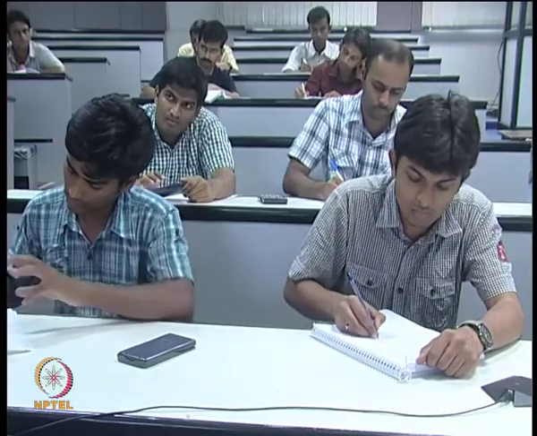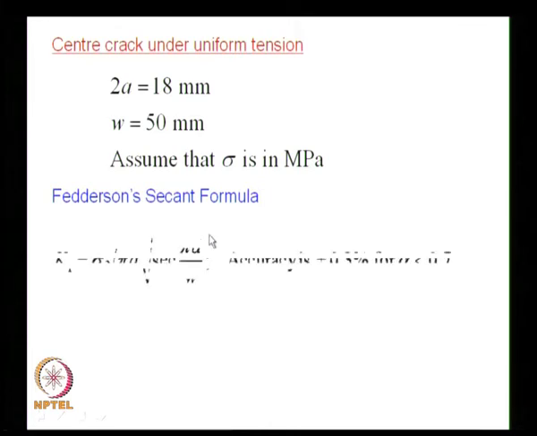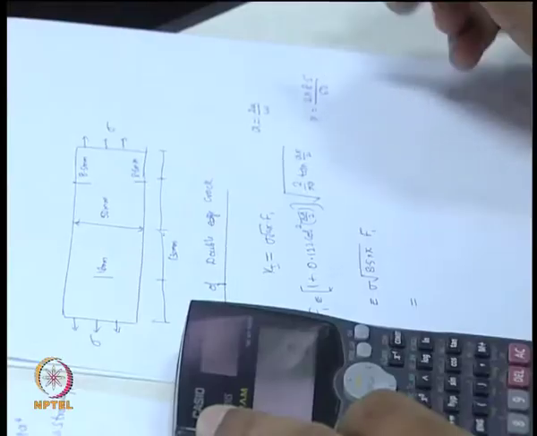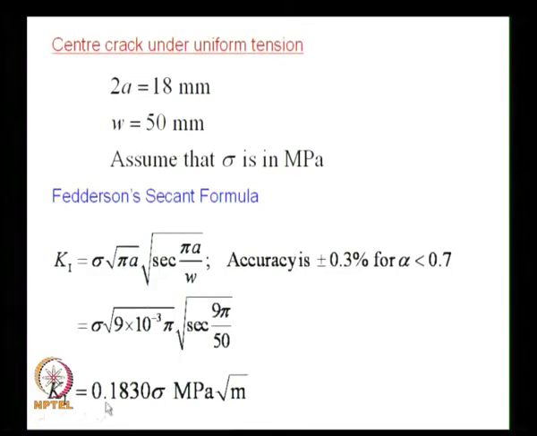Now, let me go to the formula by Feddersen, which is a very famous secant formula, and you know that it is nothing but sigma root pi a multiplied by secant pi a by w, and you also know that this is an empirical relationship based on heuristic arguments. And this gives you the value of K1 as 0.193 sigma MPa root meter. So, this gives a value slightly higher than the tangent formula.